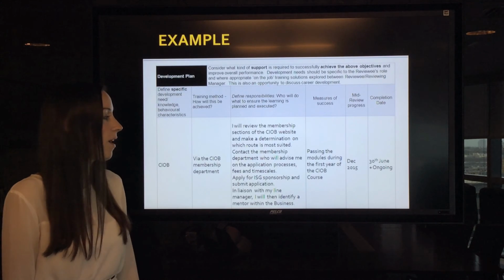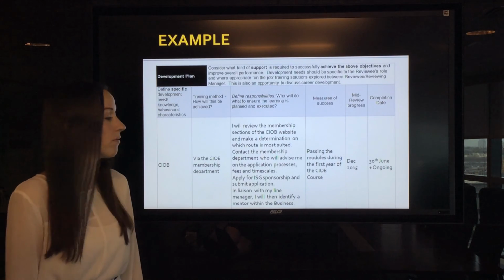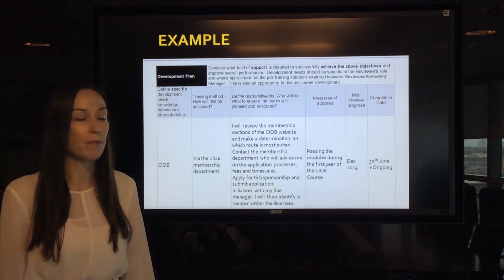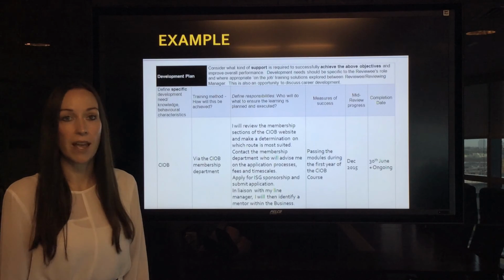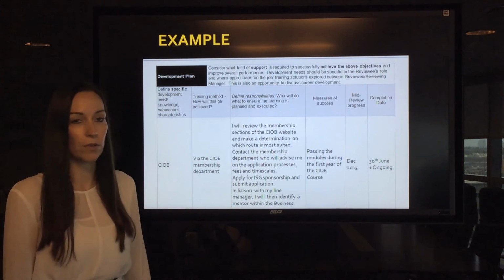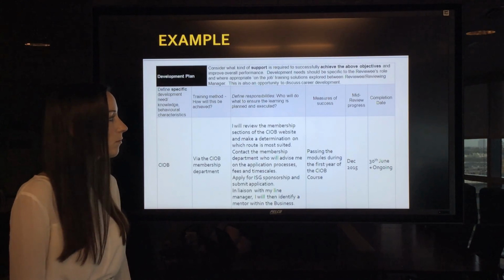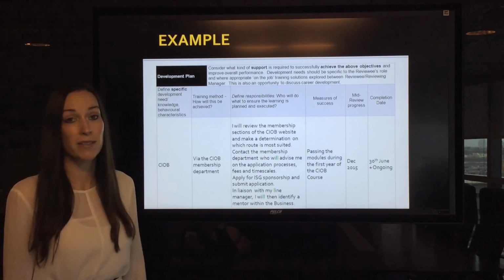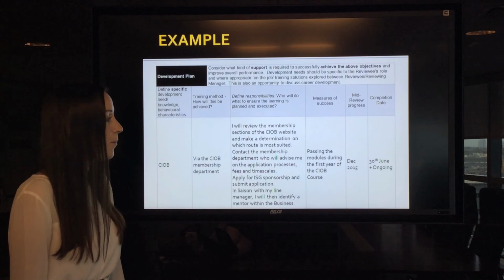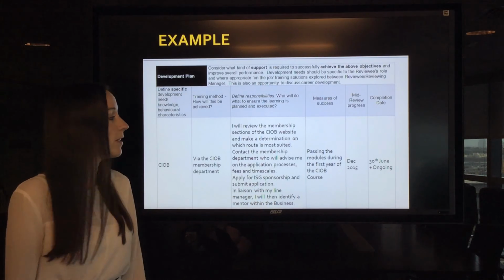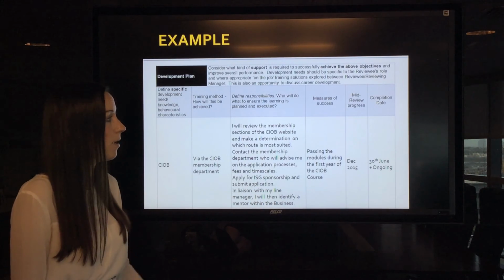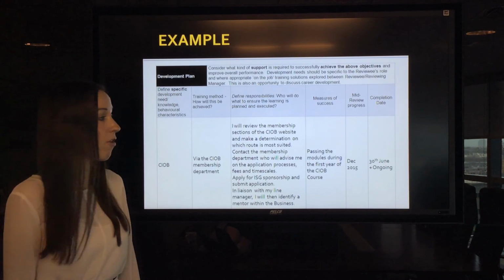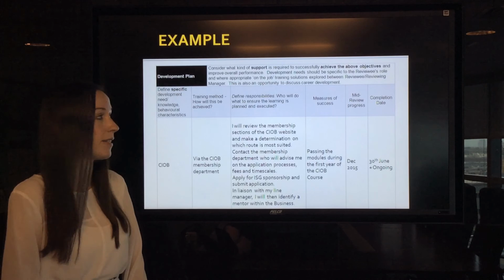They'll then apply for ISG sponsorship by submitting the relevant form, and in liaison with their manager, they'll identify a mentor in the business who would essentially help them throughout the modules in the course. Measurement of success, for this one it's a fairly obvious one. It's obviously passing the modules for the CIOB. They can review their progress mid-year in December, and certainly for the CIOB it will be reviewed annually and thereafter until the course is completed.